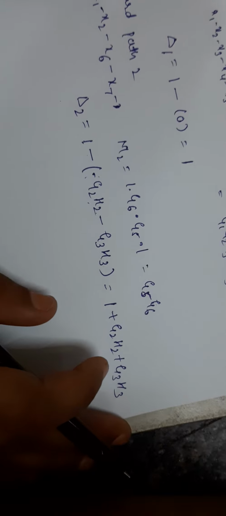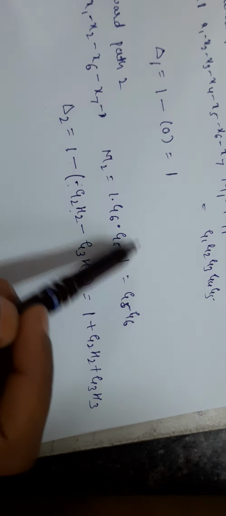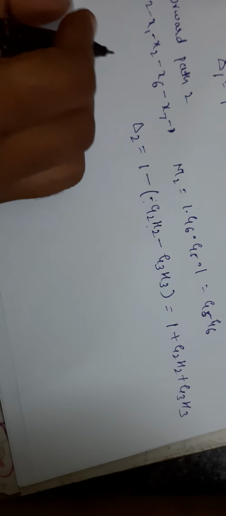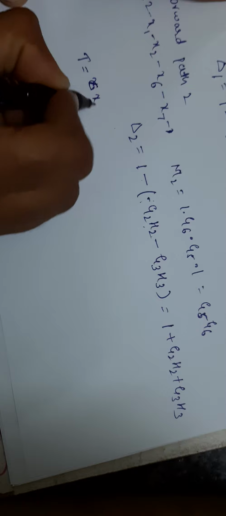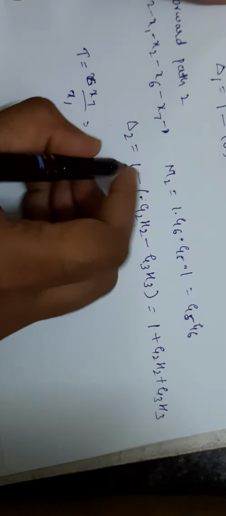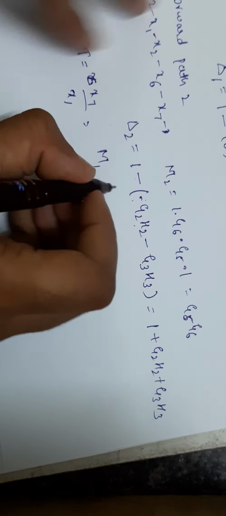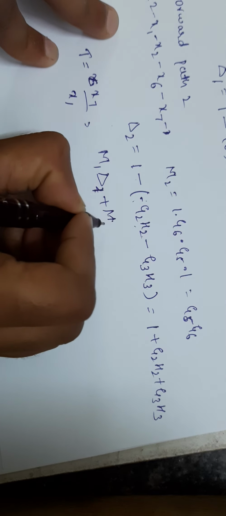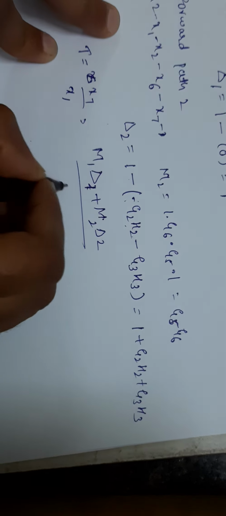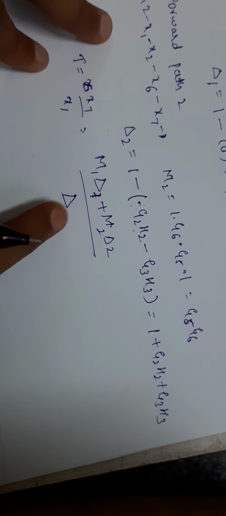Okay, next, what we have calculated? M1 delta 1, M2 delta 2. So in order to calculate T, that is output by input, that is x7 by x1, that is M1, how many paths? M1, 2 paths, so M1 delta 1 plus M2 delta 2 divided by delta. So we have to calculate delta.